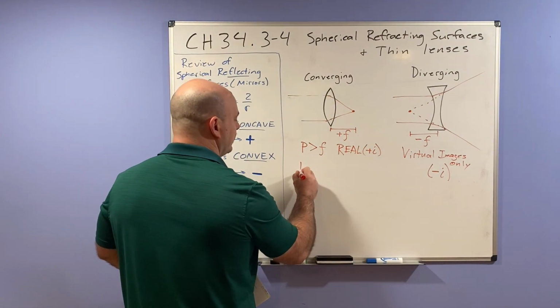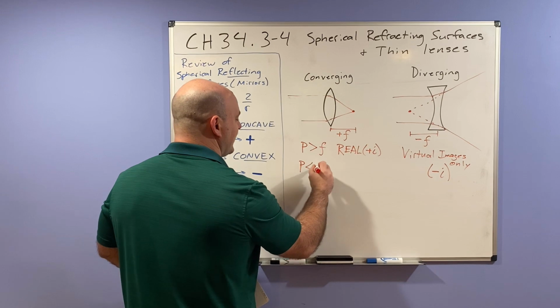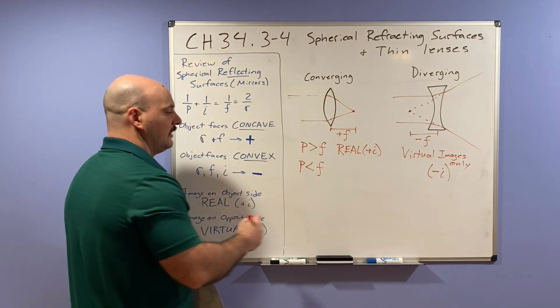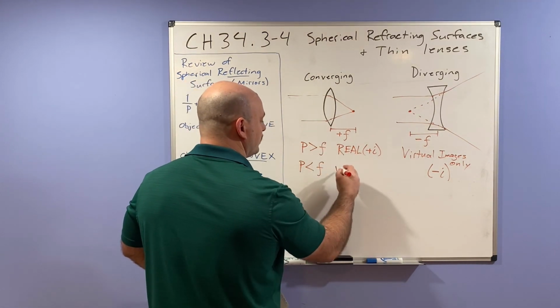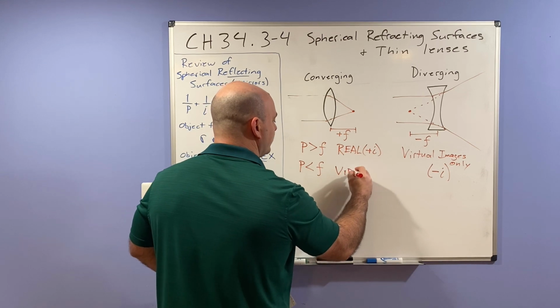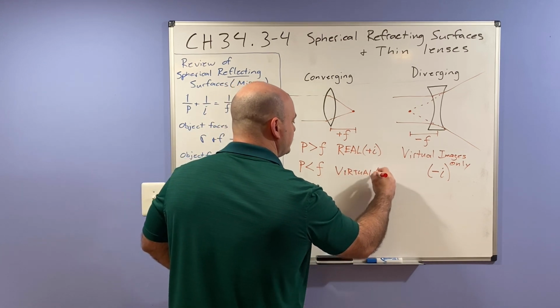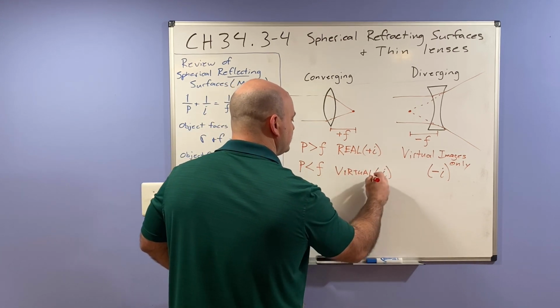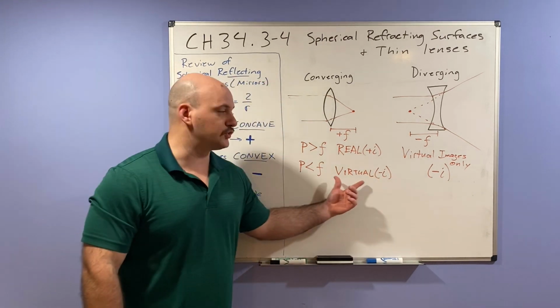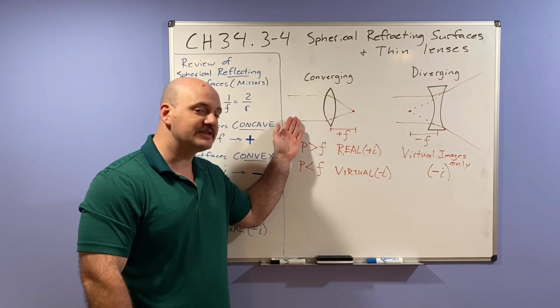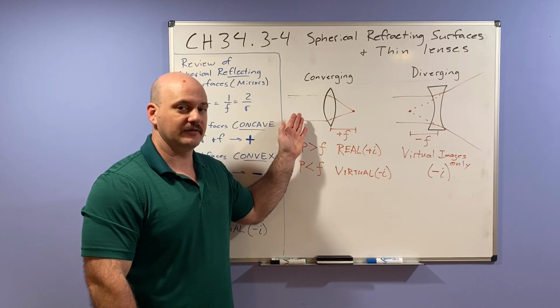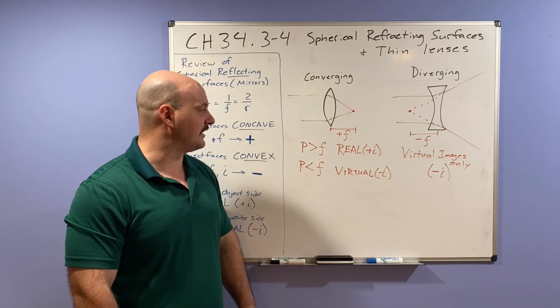However, if the object distance is less than the focal length, then the converging lens will form a virtual image, and that image will have a negative image distance, and those virtual images form on the same side as the object, right? They form on the object side of the lens.